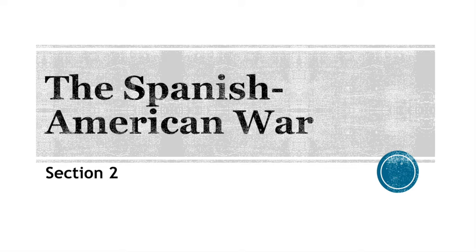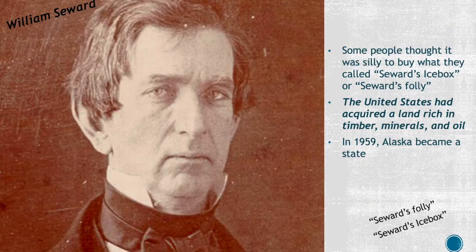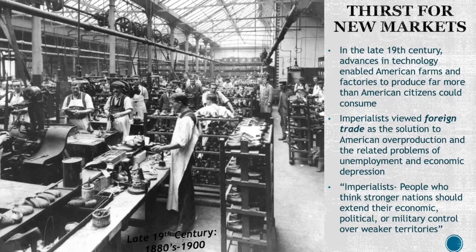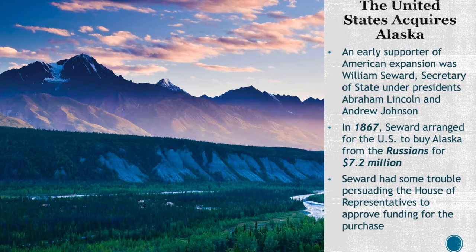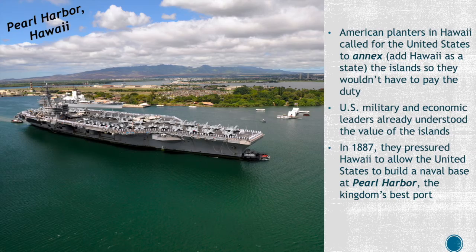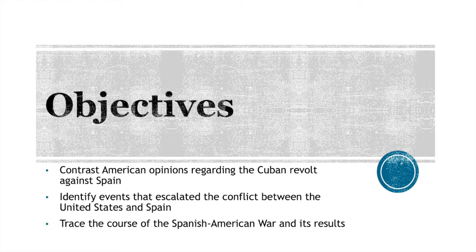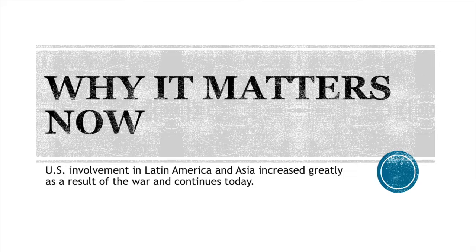All right, this is Chapter 18, Section 2, the Spanish-American War. And in our previous lesson, if you remember, we talked about how America was expanding its borders, specifically to Alaska and Hawaii. All right, so the main idea of this lesson: in 1898, the United States went to war to help Cuba win its independence from Spain.